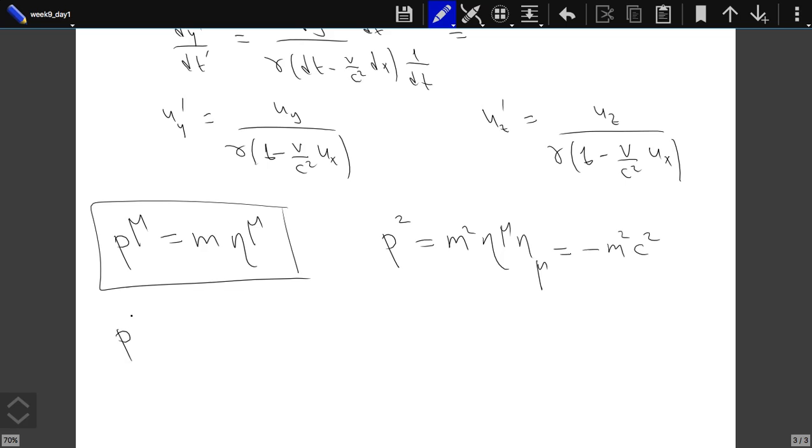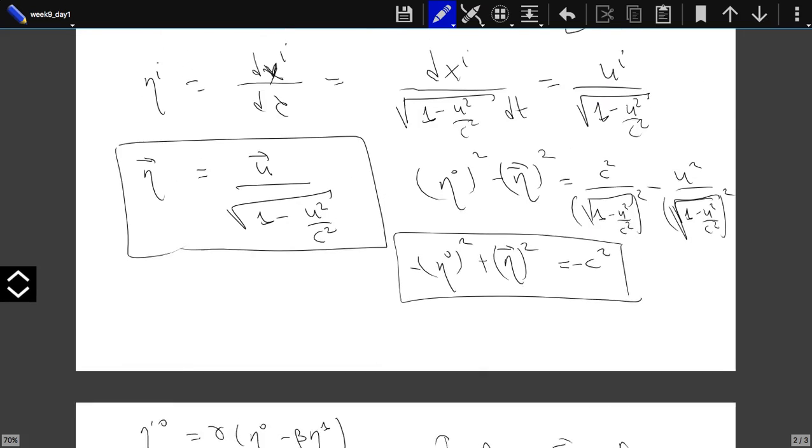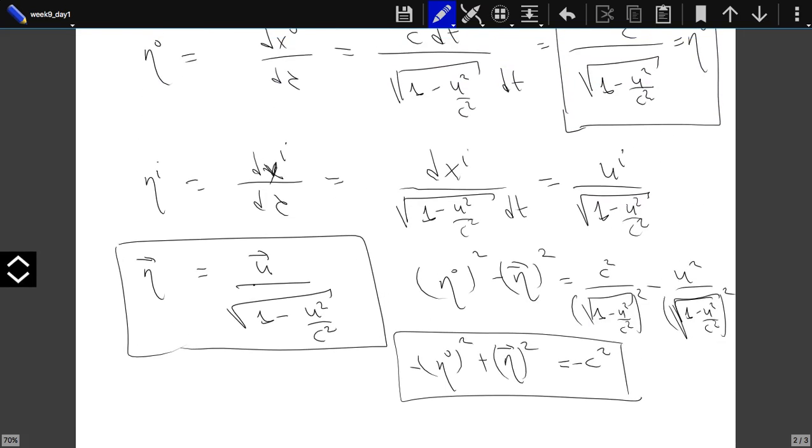Now p_i, let's start with p_i. p_i is m times eta_i, but eta_i we had already calculated. It's just the velocity divided by the square root of 1 minus u squared over c squared, the velocity of the object, by the way. You see, we have many 1 minus u squared over c squared factors. We also have gamma, which is 1 over the square root of 1 minus v squared over c squared. The v appearing in gamma is the relative velocity of the reference frames. The u appearing over here is the speed of the object observed in a single reference frame, whichever frame you choose.